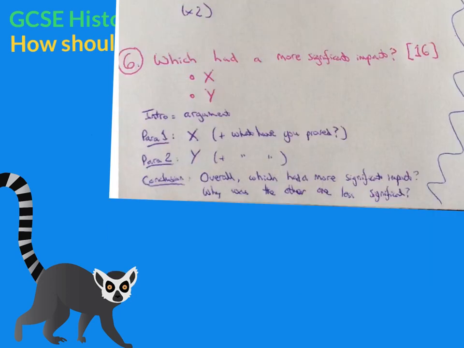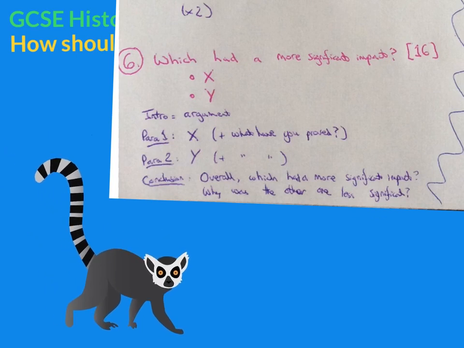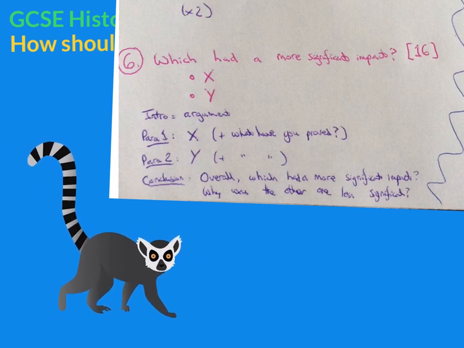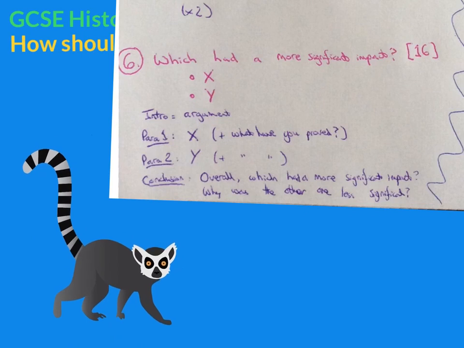The final question on this side of the paper is the 16-mark question. And this one is quite important because it's worth most of the marks on the paper. You're going to be asked which had a more significant impact, X or Y, and there are 2 bullet points. All you have to do is have an argument running through your answer. So, state which had more significant impact in your introduction.